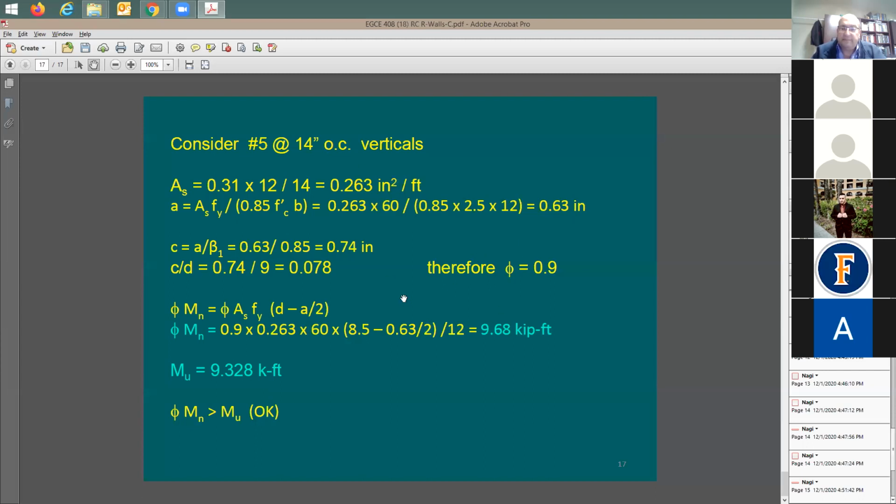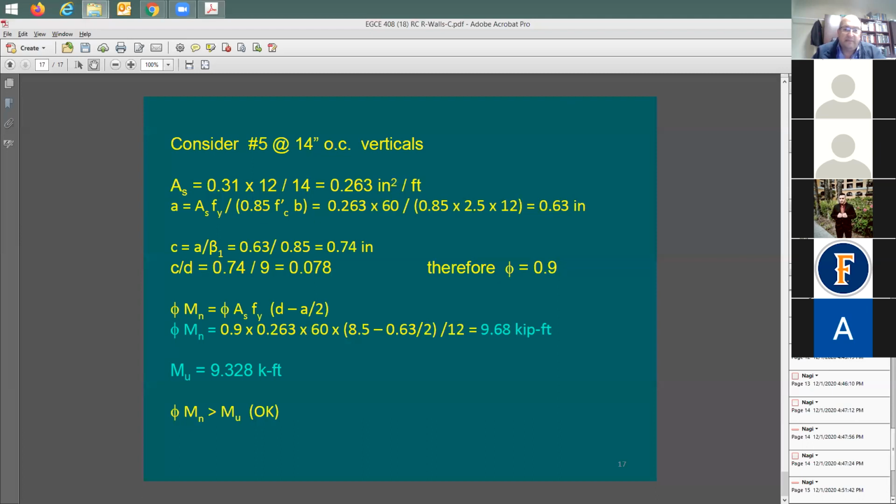Professor, could you explain why you divided the rebar by two? Where did I divide by two? For the number five, you divided the diameter by two. Where, in this slide? For the As, you got 0.31. I did not divide by two. How did you get the 0.31? From the table. You have the steel table, the reinforcing table.